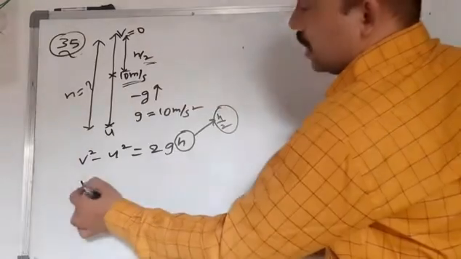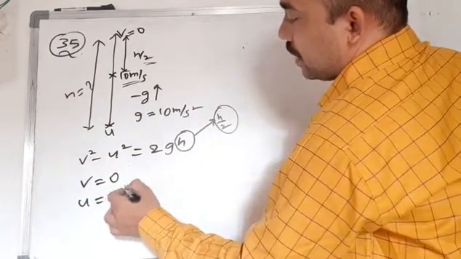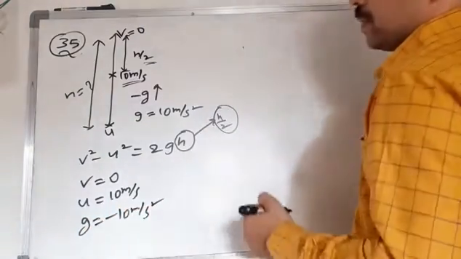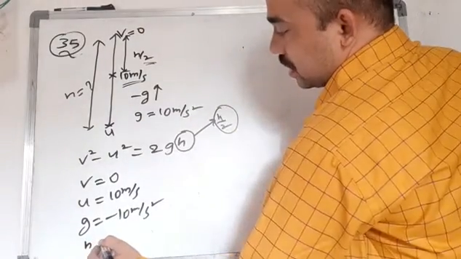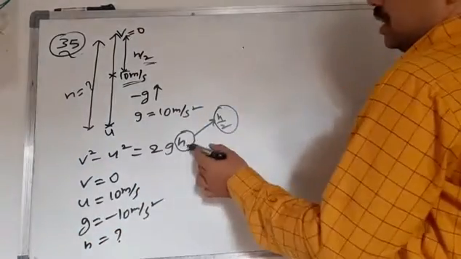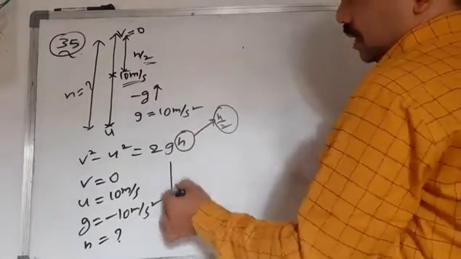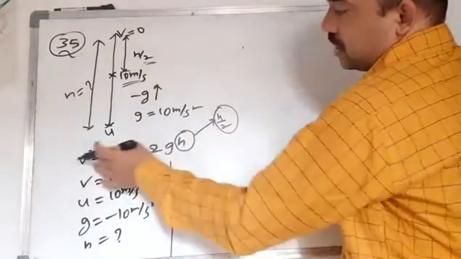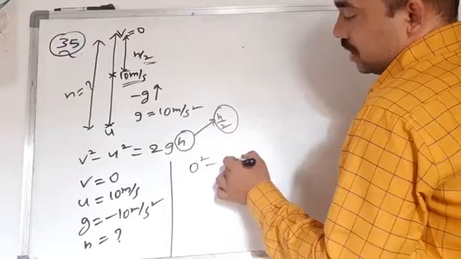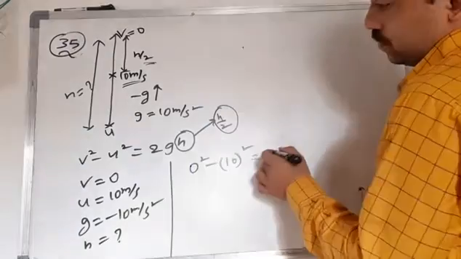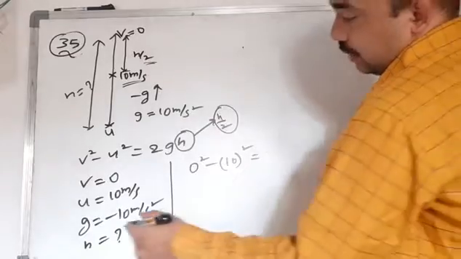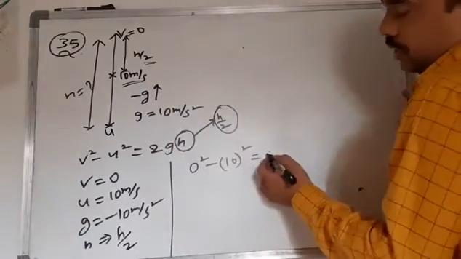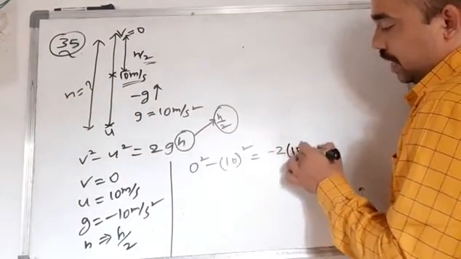So you take here v is equal to 0, u is equal to 10 meter per second, and g is equal to minus 10 meter per second square, and we have to find this h value. In the place of h we are taking h by 2. Okay, no problem. Now substitute these values in this equation: 0 square minus 10 square is equal to, h is replaced with h by 2, right? So you write down here minus 2 into 10 into h by 2.